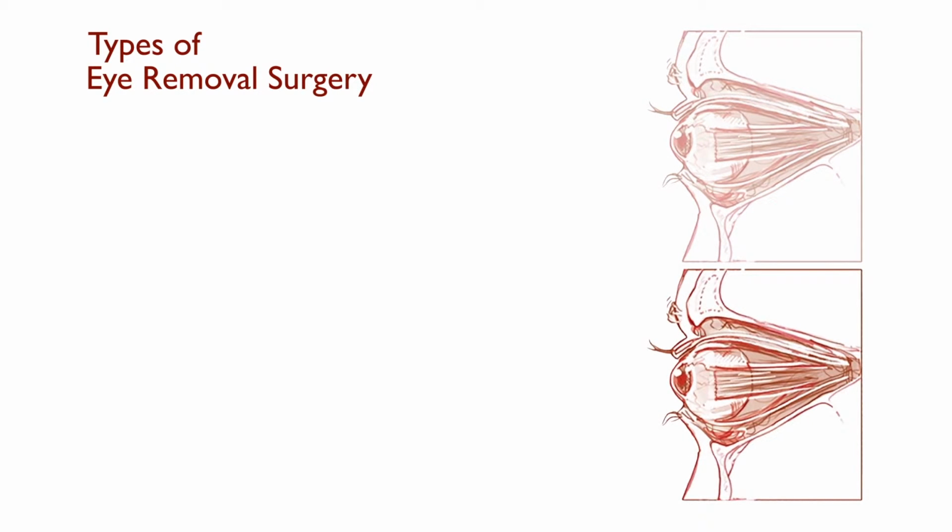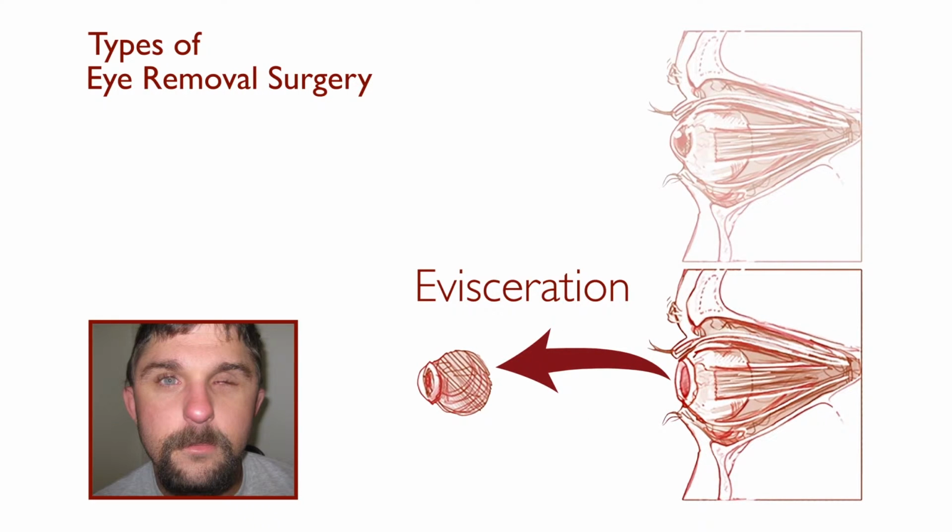Now we'll take a look at how these normal structures are changed in eye removal surgery, with what they're replaced, and how they appear after surgery. The first surgery we'll discuss is called evisceration. Evisceration is the removal of only the inside of the eye. Like removing the pulp of a pumpkin, the shell remains.